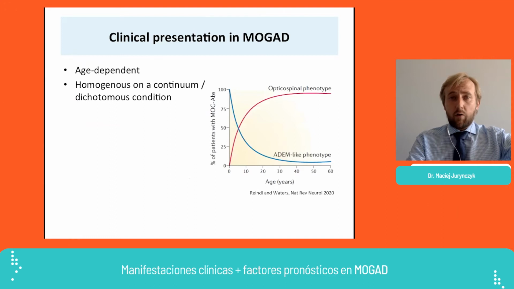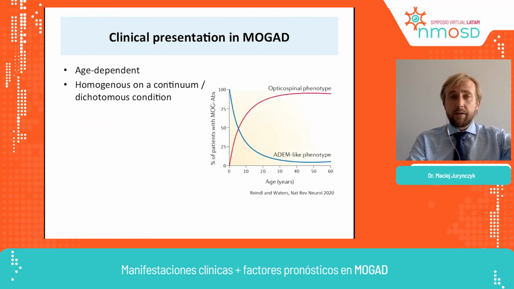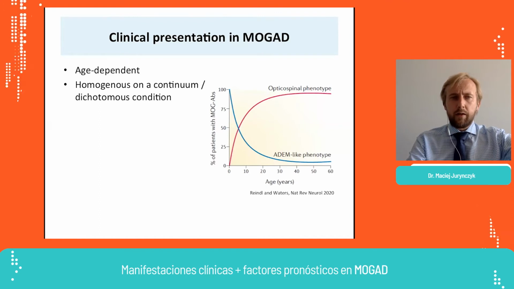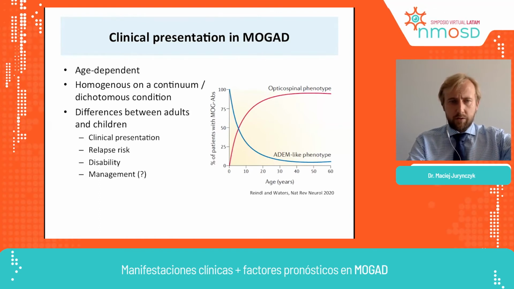Clinical presentation of MOGAD is varied, and it is clearly age-dependent. MOGAD presents in children often with ADEM, while in adults with optic neuritis or transverse myelitis. Therefore, some researchers think of it as a homogeneous condition that exists on a continuum, but some think of it in a more dichotomous way, because clearly there will be some differences between adults and children in terms of clinical presentation, relapse risk and disability, and therefore also differences in the management.